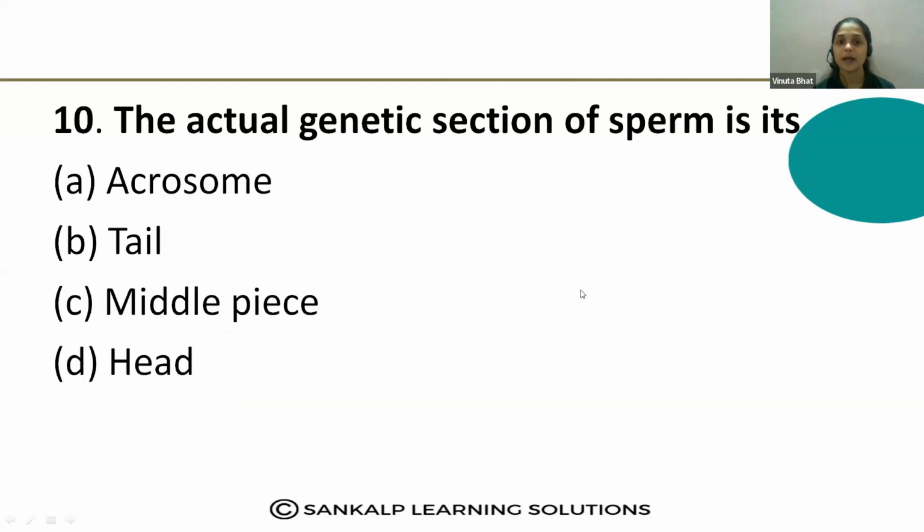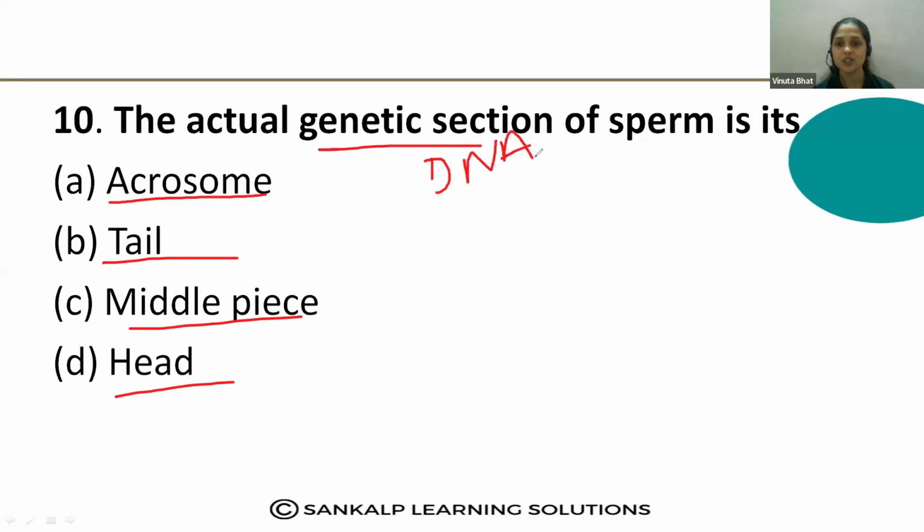The 10th question is, the actual genetic material of the sperm. Where is it present in the sperm? In the acrosome, the tail, the middle piece or the head? Genetic material means DNA. DNA is present in which part of the sperm? Which is the correct answer?